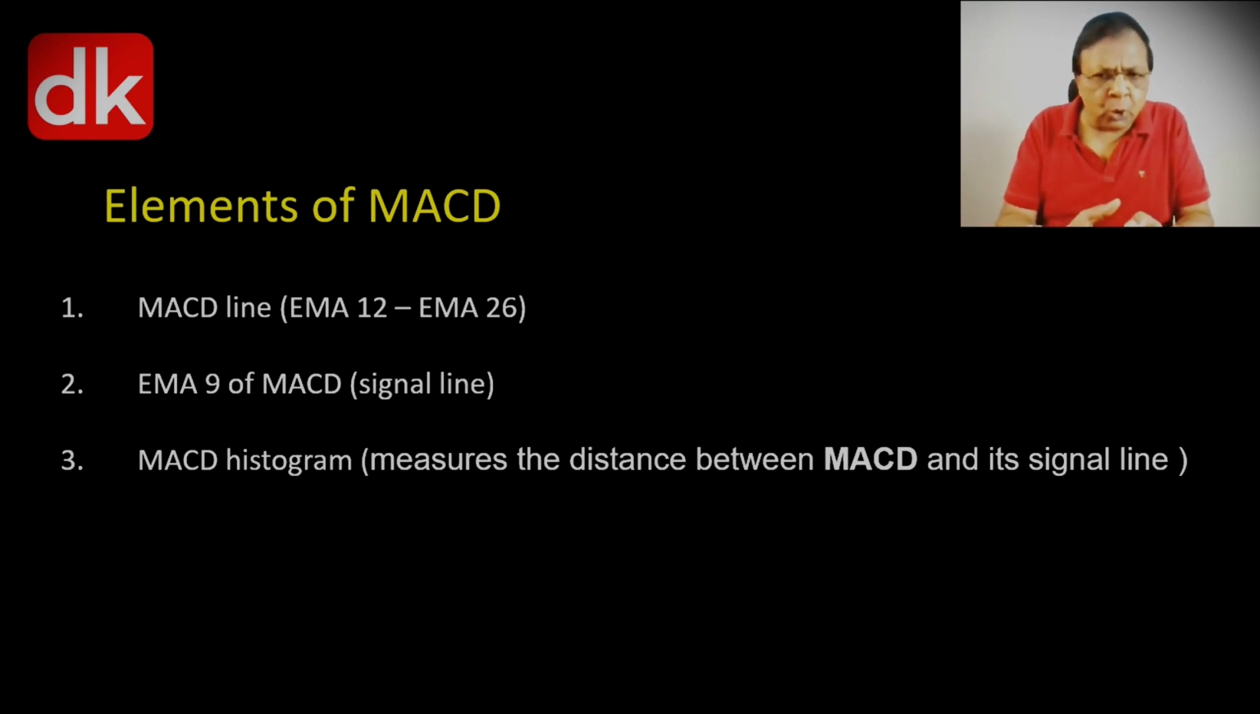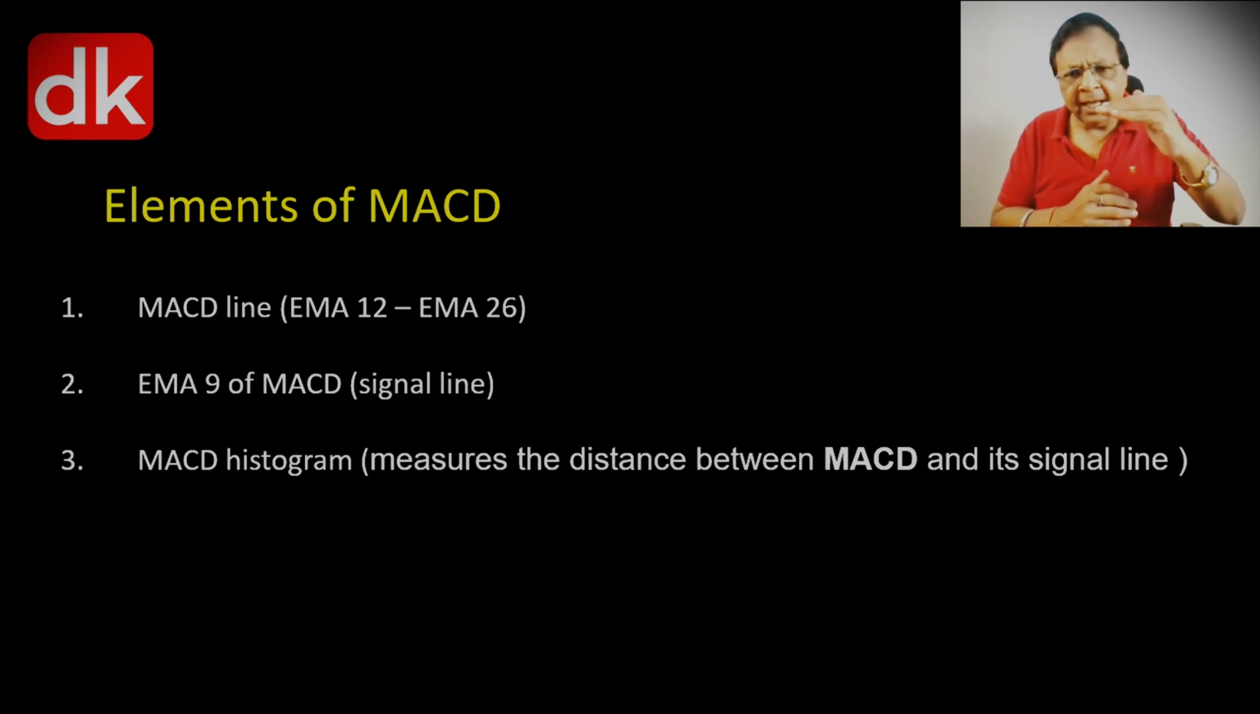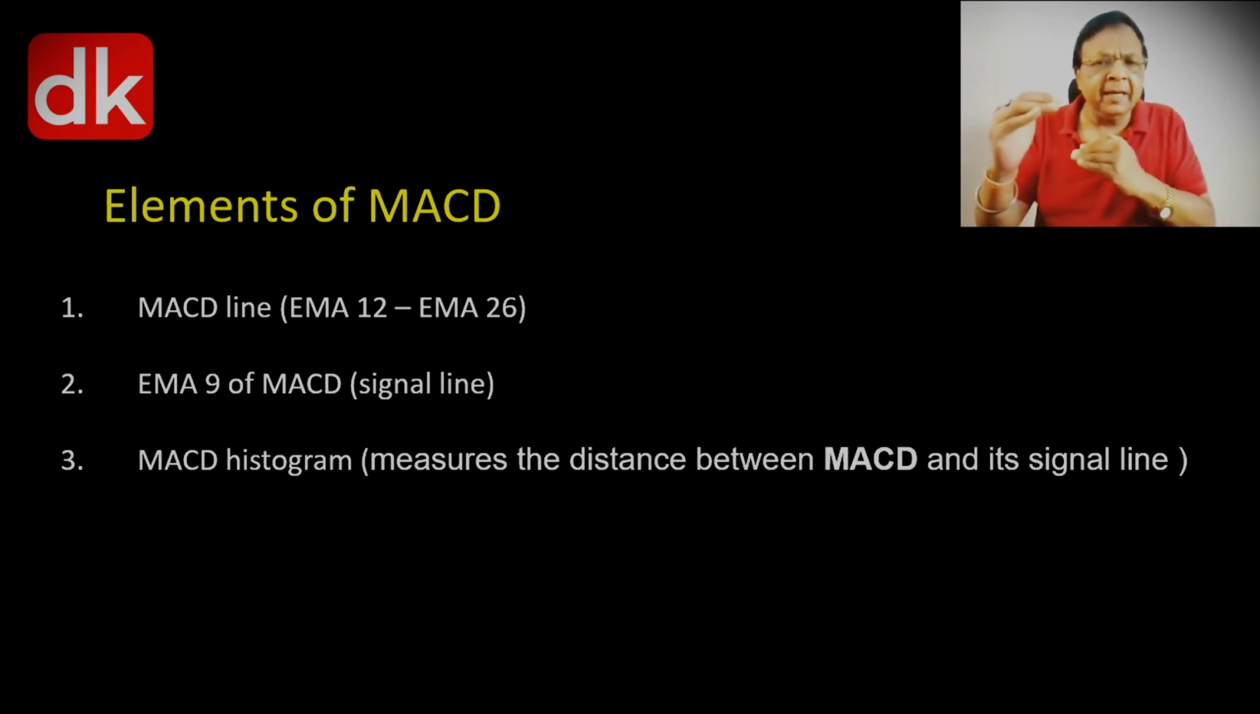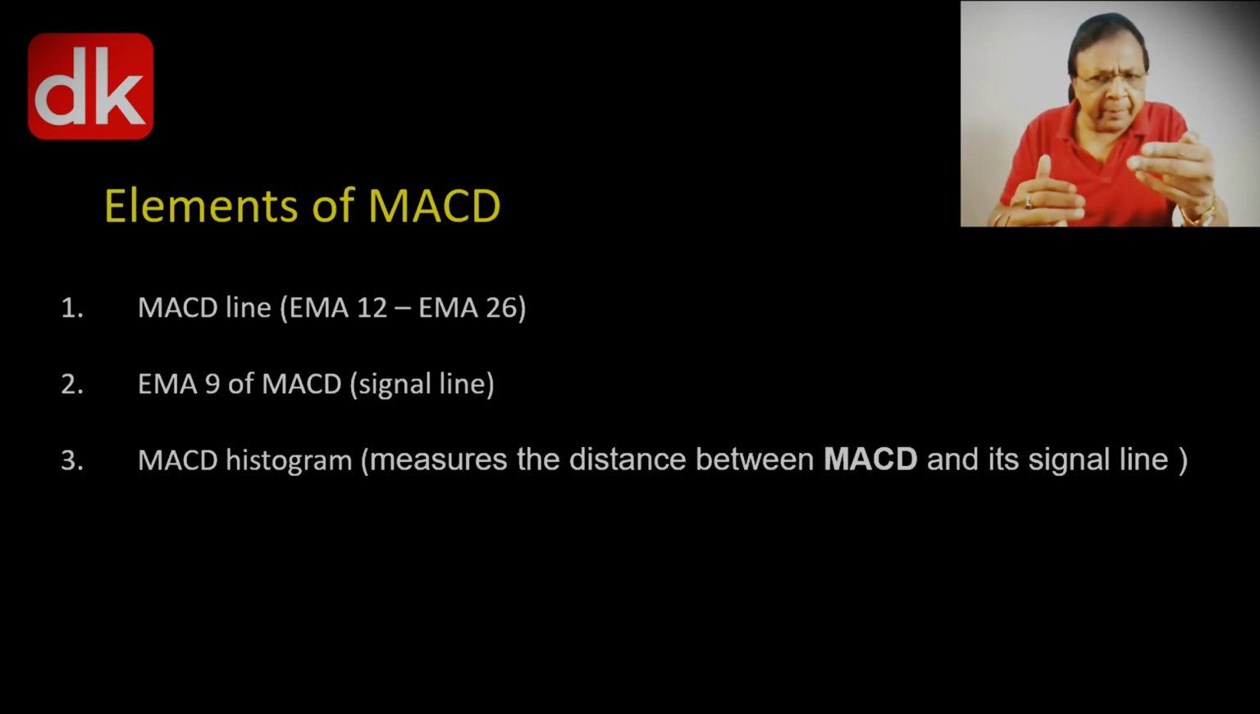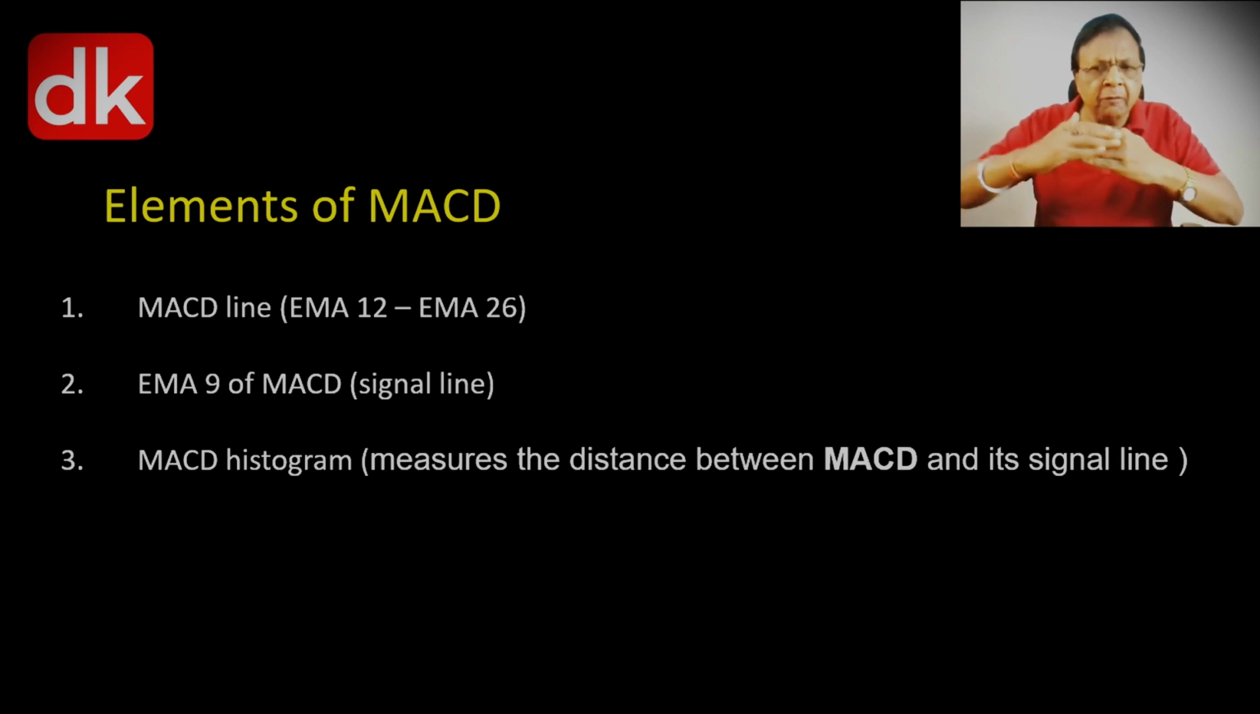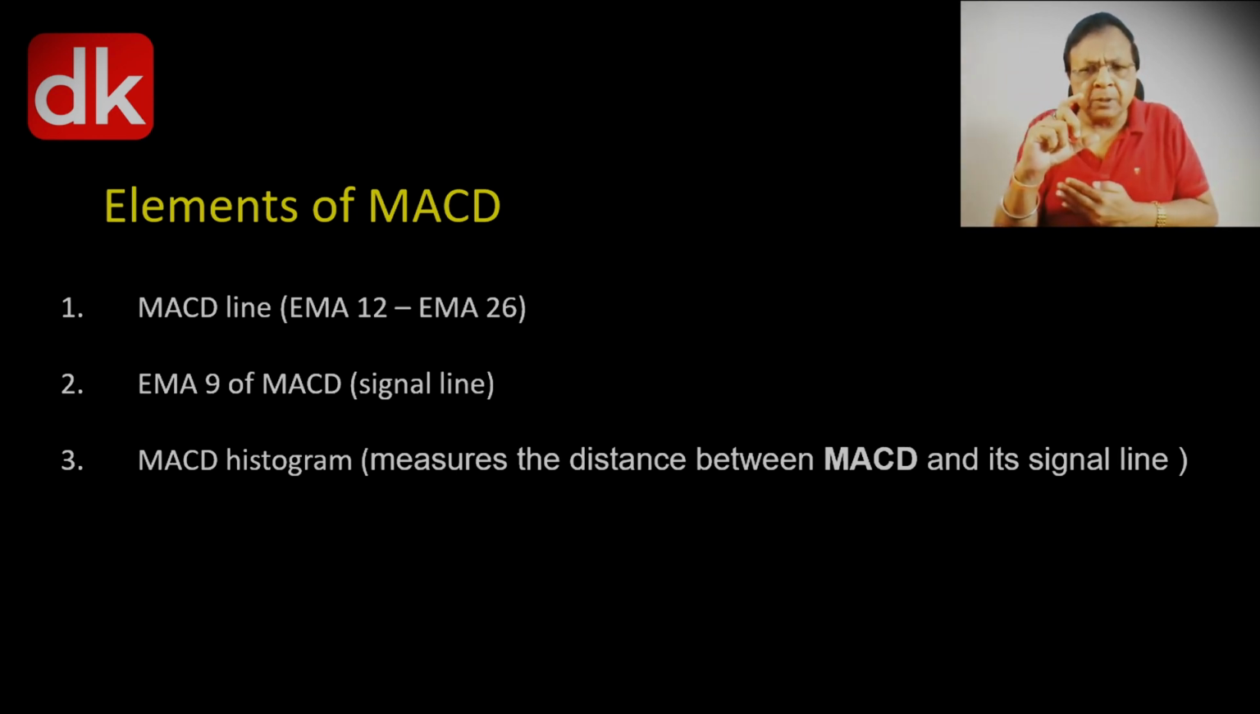So the MACD histogram indicates a very simple thing. It measures the distance between the MACD line and the signal line. If the distance between the first two elements is wide enough, there will be a large formation of histograms.